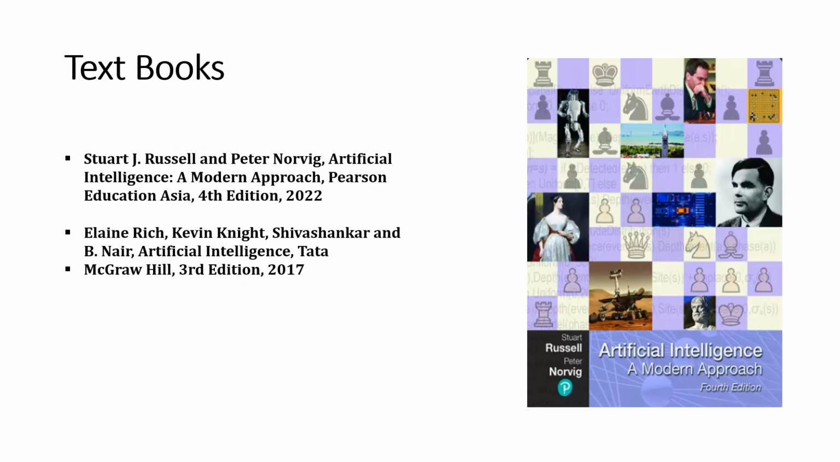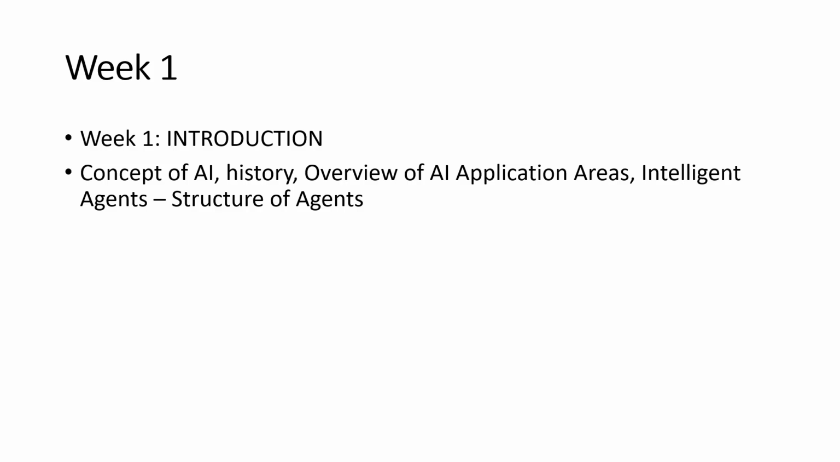Next, we will discuss about textbooks. So here we are following two textbooks. The first one is Stuart J. Russell and Peter Norvig's Artificial Intelligence: A Modern Approach. That is the first textbook we are following. And the second one is Elaine Rich and Kevin Knight, Artificial Intelligence. These are the two textbooks we are following.